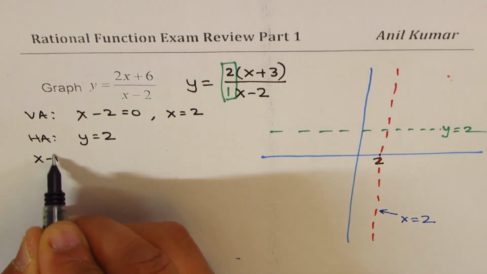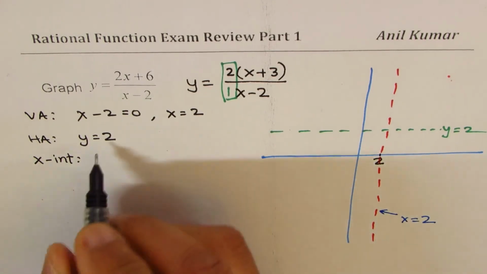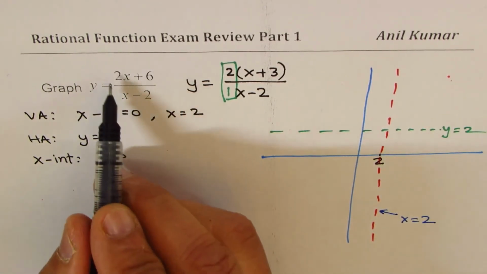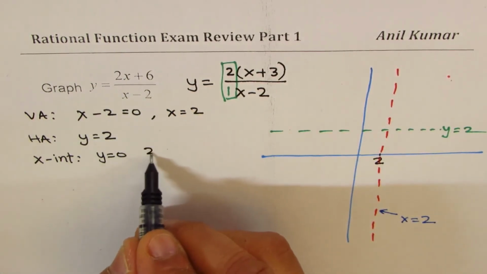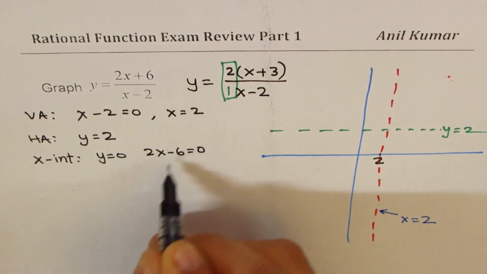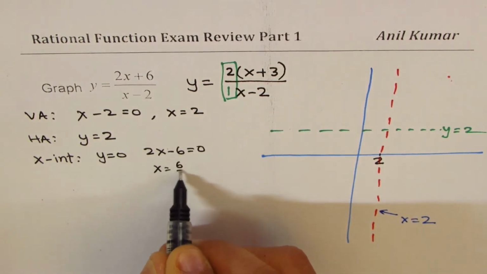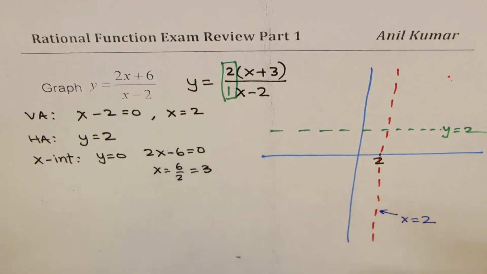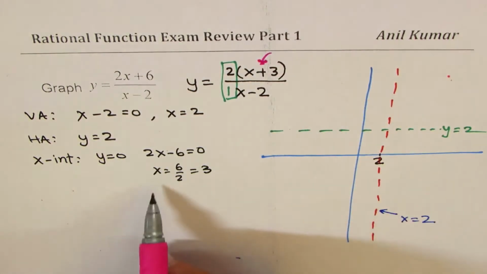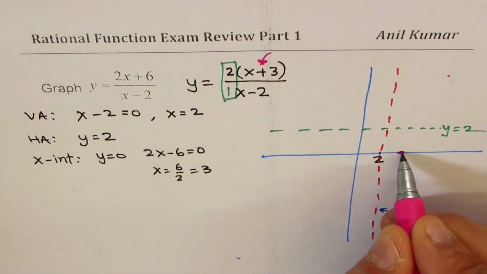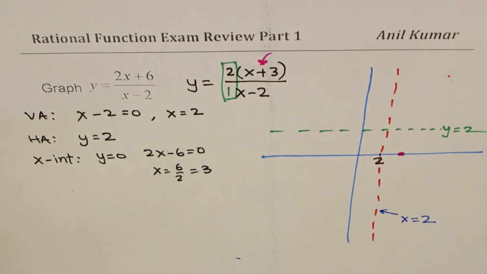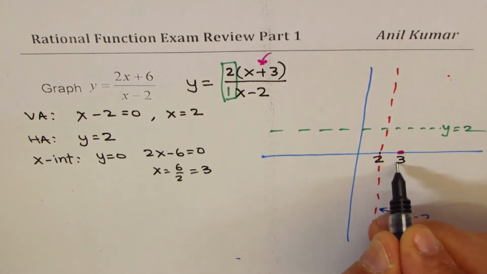So let's write down the x-intercept. The x-intercept is when y equals 0. That means the numerator is 0, right? That means 2x minus 6 equals 0, or x equals 6 over 2, which is 3, as you can see from this particular equation, right? So we have the x-intercept at 3, so let's put this x-intercept here at 3. Does that make sense to you, right? So let's call this 3.